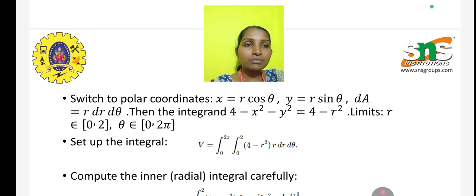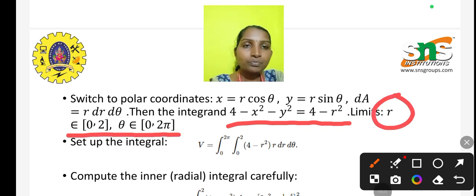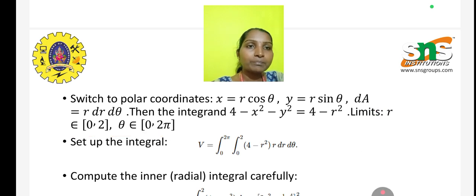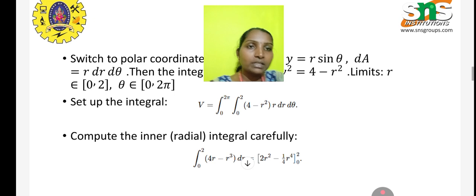Then the integrand 4 minus x squared minus y squared is equal to 4 minus r squared. We can notice that the expression inside the brackets changes to 4 minus r squared, and the limits are r from 0 to 2 and theta from 0 to 2 pi. So now setting up the integral, volume V is equal to the double integral of (4 minus r squared) into r dr d theta, and we are just calculating as usual.